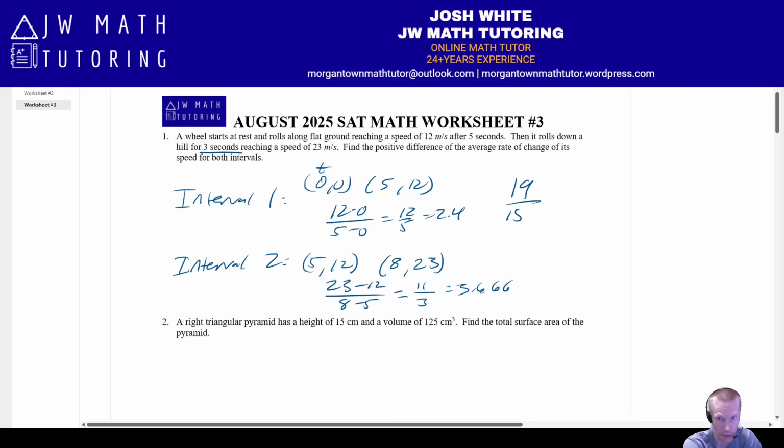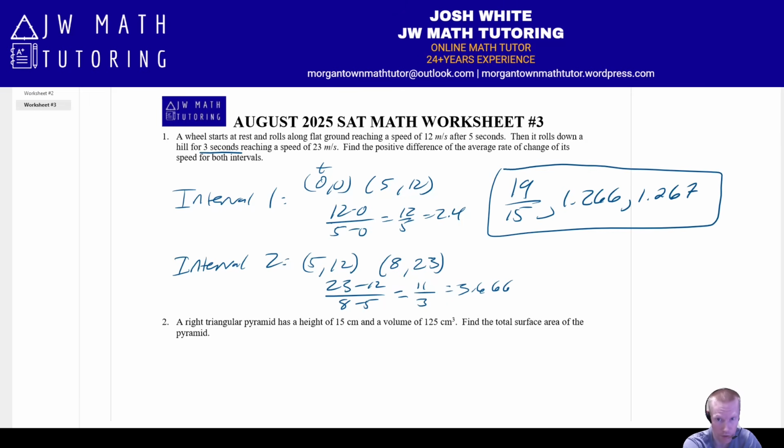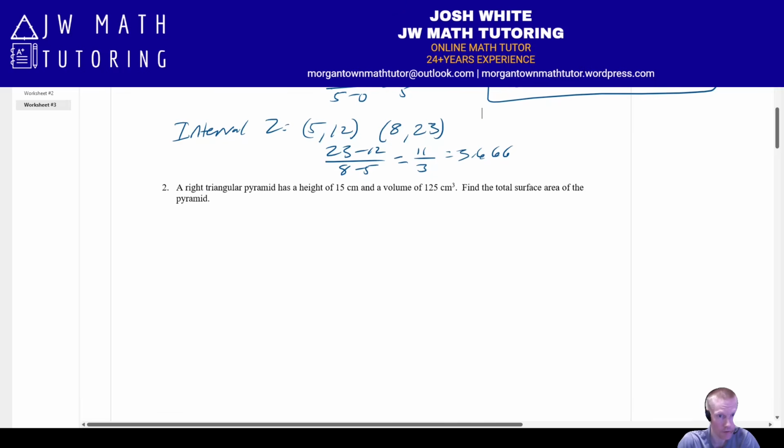So correct answers to this problem would be 19 over 15, 1.266, or 1.267. All three of those, for these values that I've chosen, would be considered correct. All right, let's look at the next problem, where we have a right triangular pyramid.